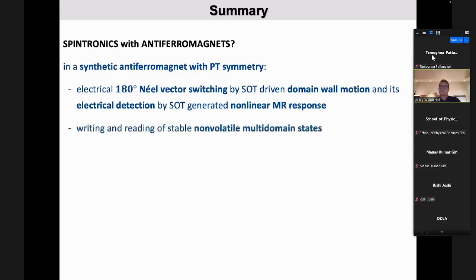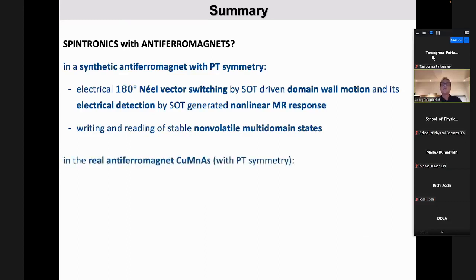And you can do even better. You can apply smaller intensity current pulses and generate multi-domain states, and they are non-volatile. This we have shown as well. So we are creating a memristor-type device, maybe really interesting for applications.